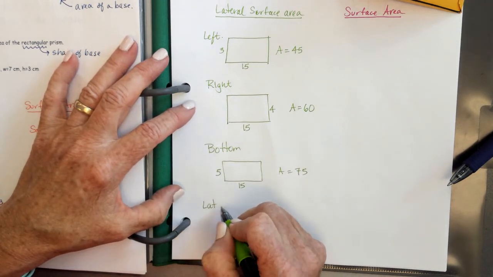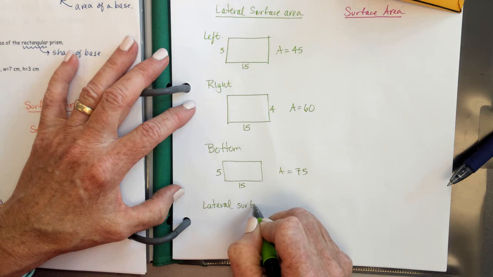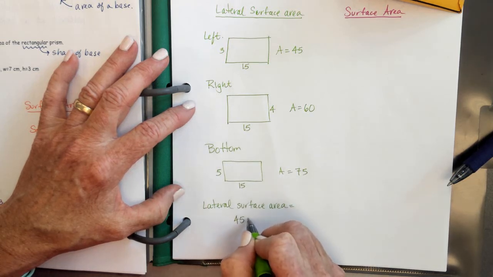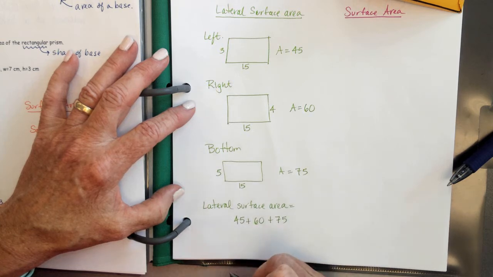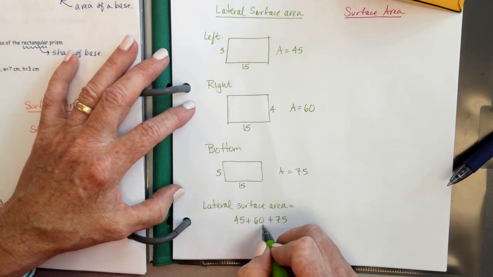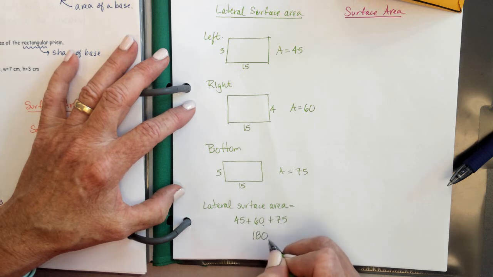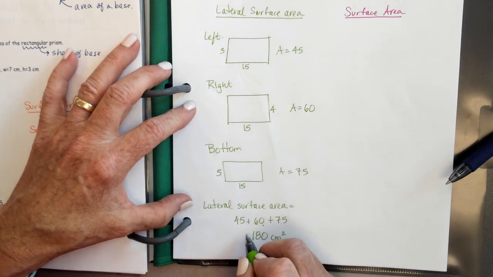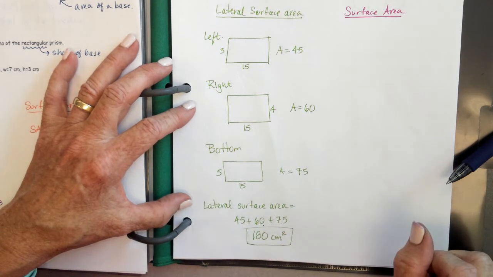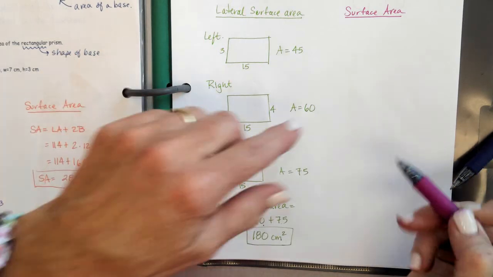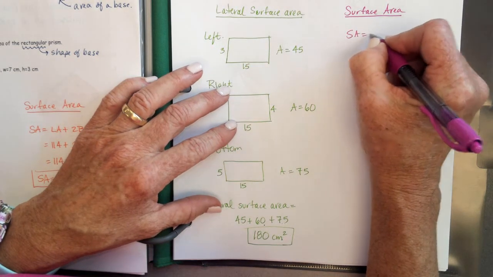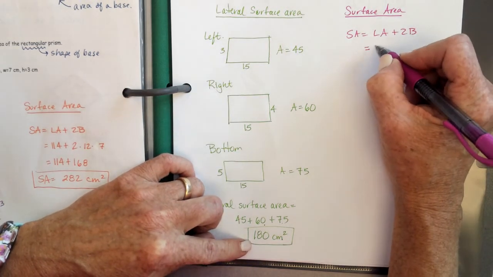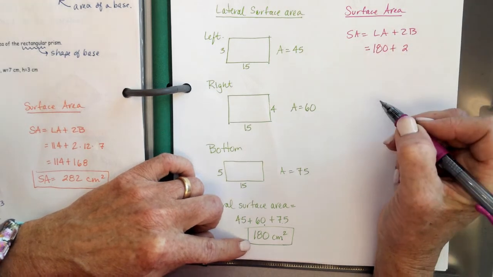So our lateral surface area is 45 plus 60 plus 75. 45 and 60 is 105 plus 75 is 180. And these are centimeters squared. There's that lateral area. Okay, surface area. We are doing lateral area plus 2 bases. Lateral area we just figured out was 180 plus 2 bases.